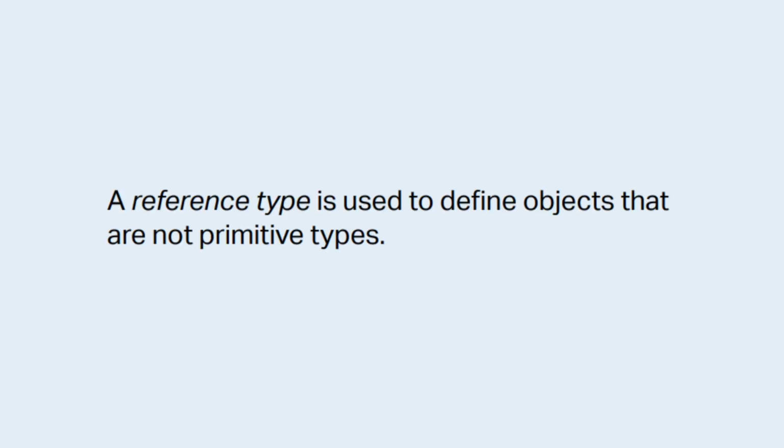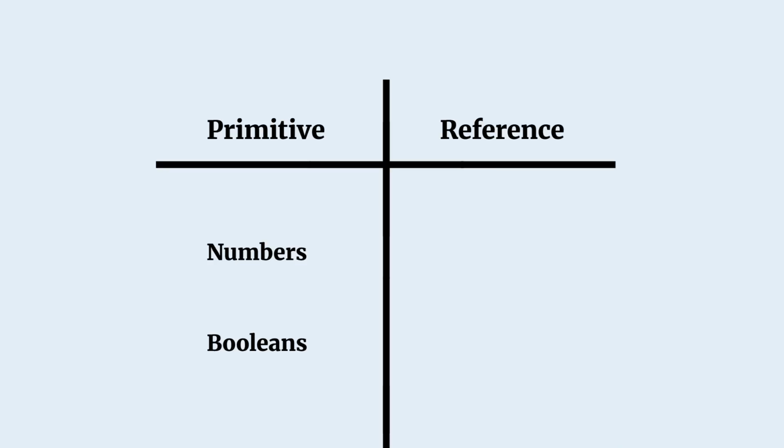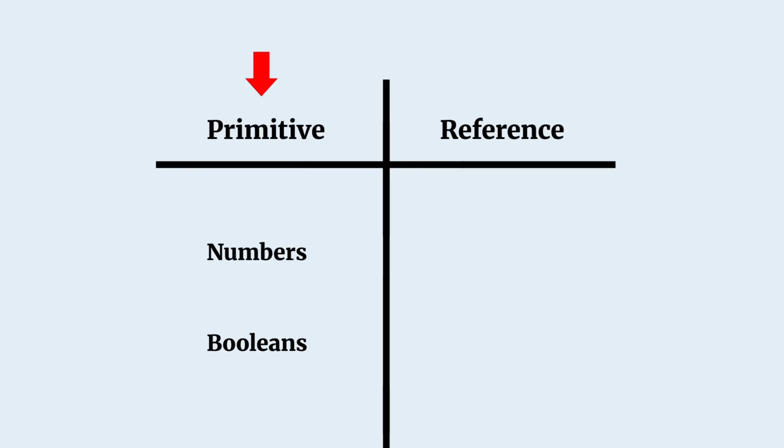A reference type is used to define objects that are not primitive types. So remember how there are only two categories? Trevor here really wants you to know that. So anything that is not a primitive type is a reference type. It's funny how that works.